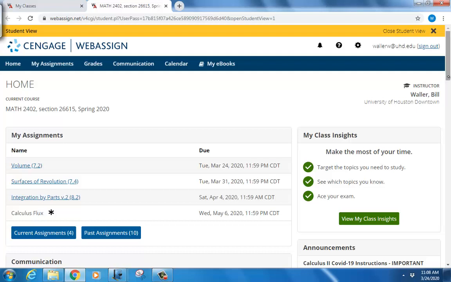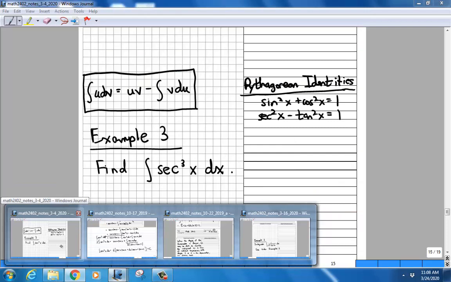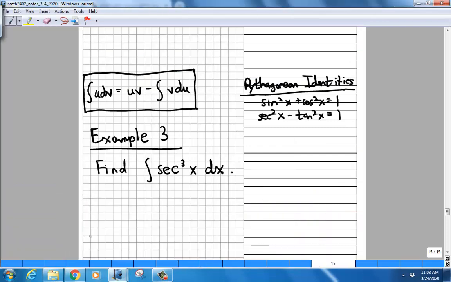All right, now at this point we're going to jump back into the notes and resume with one more example of integration by parts. It's kind of an advanced example, so it's a little bit unusual. You won't see many problems like this one, but it's interesting nevertheless. So I want to show you this example.